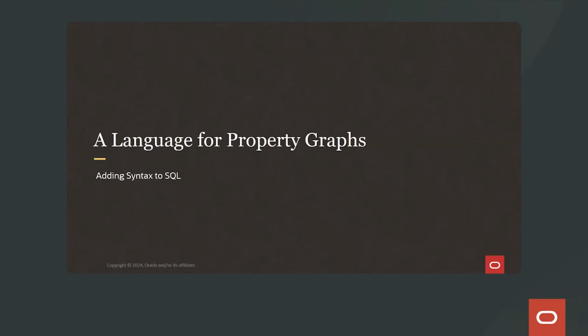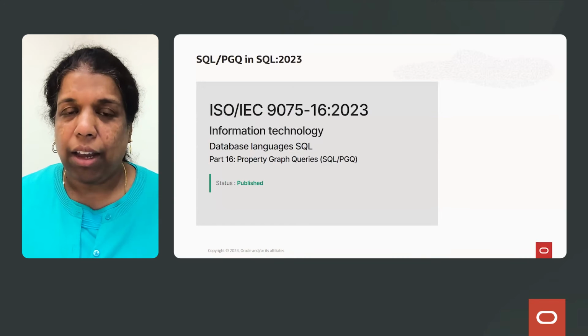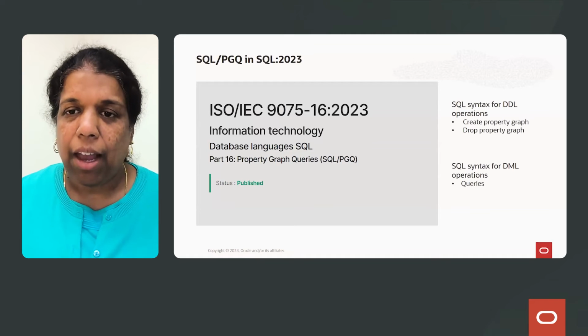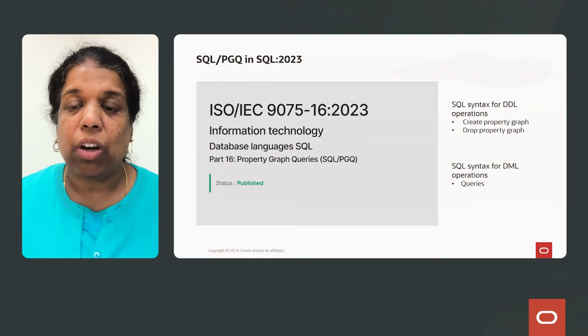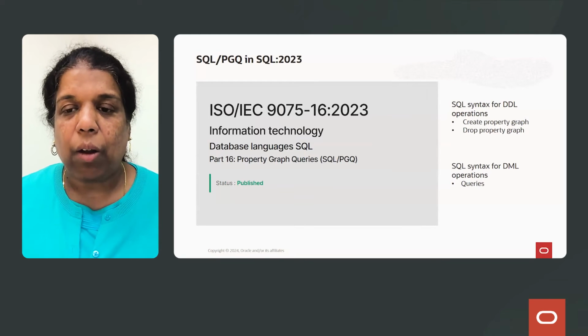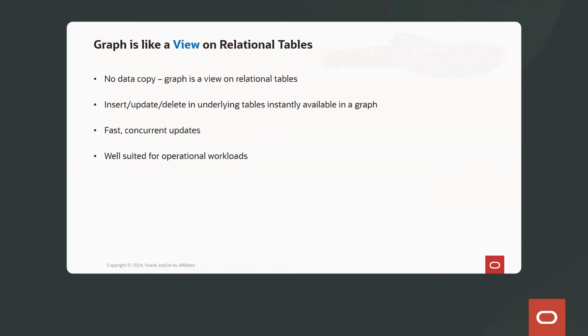So all of this has been made possible because of a new standard as part of SQL 2023, published last year. Oracle and various other vendors participated in the standard in the committee to create the standard. And the standard includes syntax for creating a graph that we just saw, dropping a graph, and also syntax for query operations. So I want to reinforce again that in Oracle's implementation of the standard, there is no data copy.